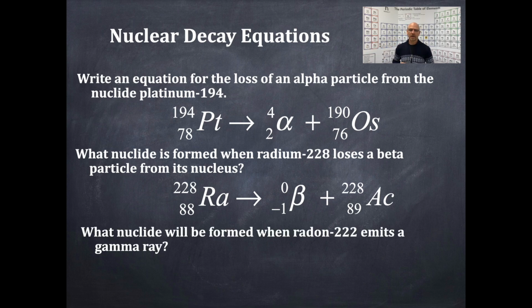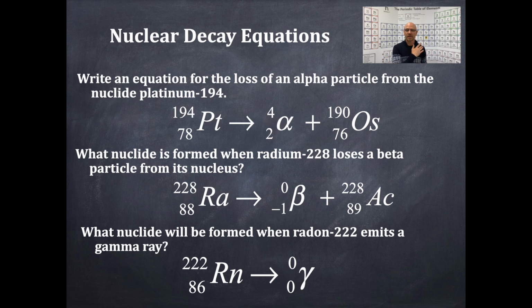Next one. What nuclide will be formed when radon-222 emits a gamma ray? So, a gamma ray. What is a gamma ray? We're going to write down radon-222 first. We need to find radon-222, which is element number 86. We write down the gamma particle, and that's a 0, 0, and the gamma symbol, right there. So this one is obviously the easiest one to do.